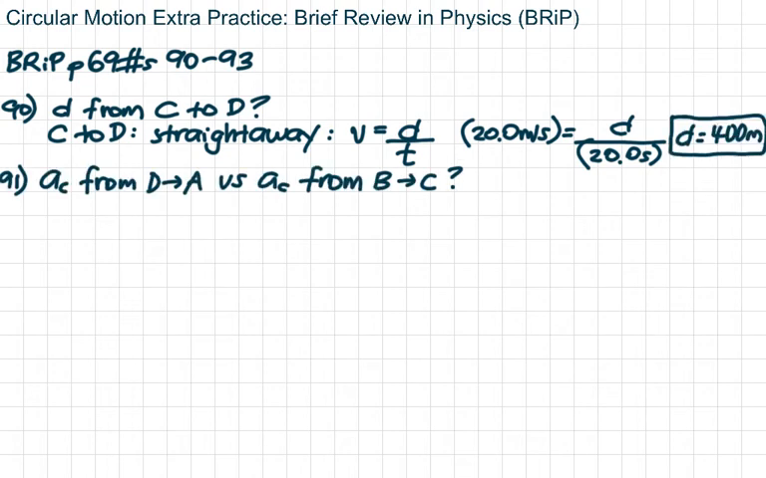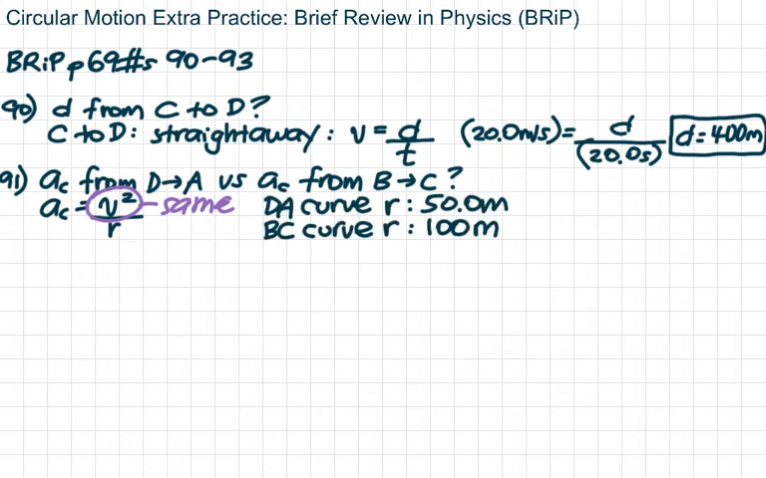91 wants to compare the centripetal acceleration for the AD or DA curve to the centripetal acceleration for the BC curve. Well, it's all the same speed, but the radii are different. We know that centripetal acceleration is speed squared over the radius, but the speed is the same constant speed of 20 meters per second, but the radii are different. So the DA curve radius is 50 meters, and the BC curve radius is 100 meters.